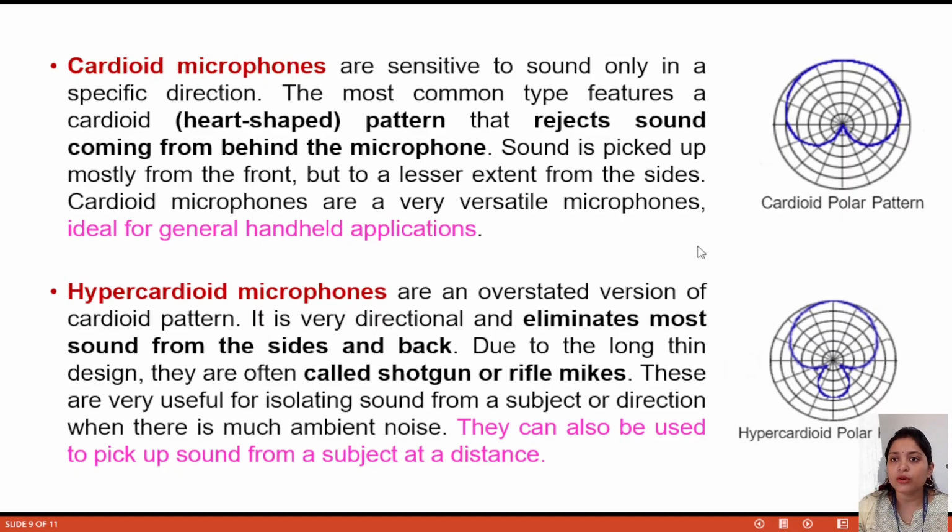Okay, so what is the meaning here? Whatever is written, I will just go through it. It is sensitive to sound only in a specific direction. The most common type features a cardioid, that means heart-shaped, pattern that rejects sound coming from behind the microphone. Already I said sound is picked up mostly from the front, but to a lesser extent from the sides. A small amount of sound also comes from the sides.